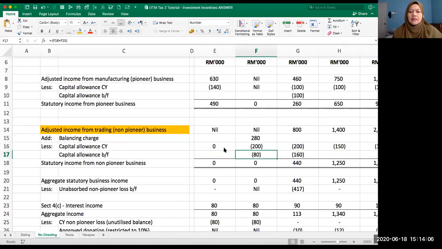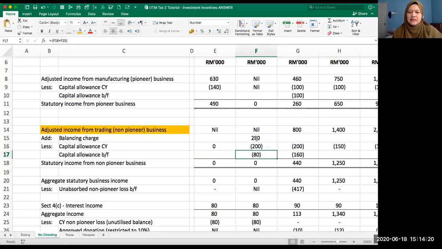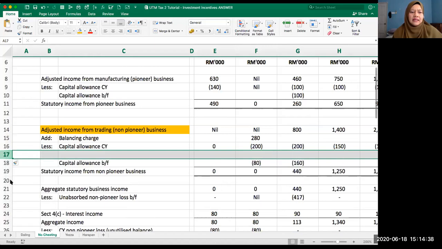Brought forward, kenapa you kat sini 80 ya? Okay, second year, you have adjusted income is nil, balancing charge of 280, right? Capital allowance for the current year is 200. But you do have a brought forward figure, isn't it? So that's why I punya, kalau I akan buat macam ni sekejap I tunjuk kat you I punya formatnya, so that you can see that clearly.